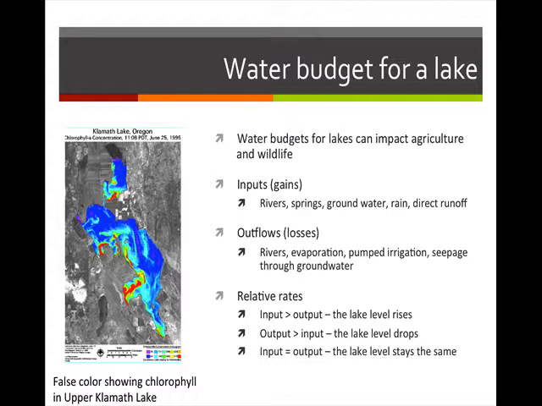And again, we're interested in the relative rates. If the input's greater than the output, the lake level rises. This happens in the fall. If the output's greater than the input, the lake level drops. This happens in the summer. With the combination of high loss to evaporation and irrigation, the lake is dropping about 1 centimeter per day sometimes. And then if the input equals the output, the lake level stays the same.